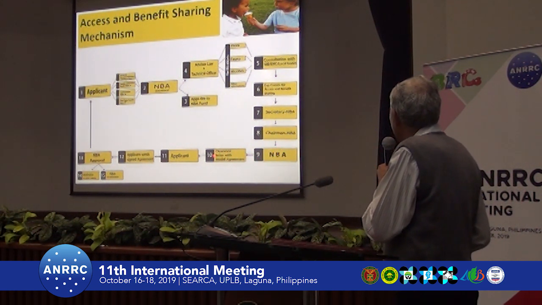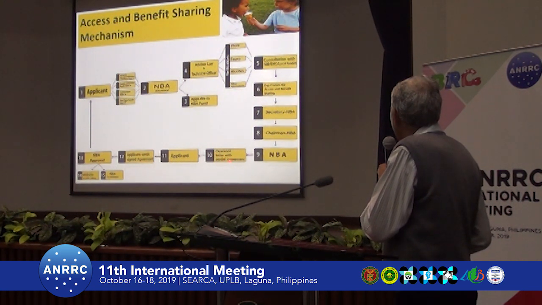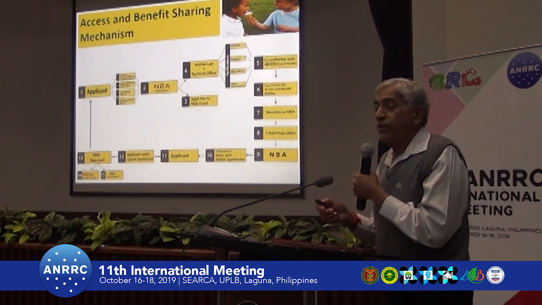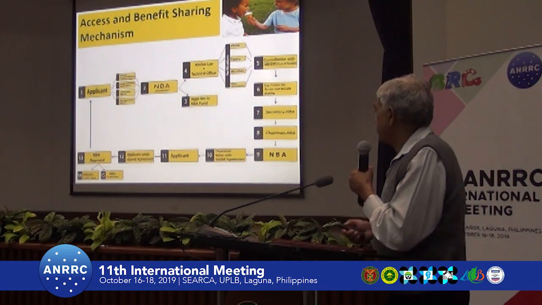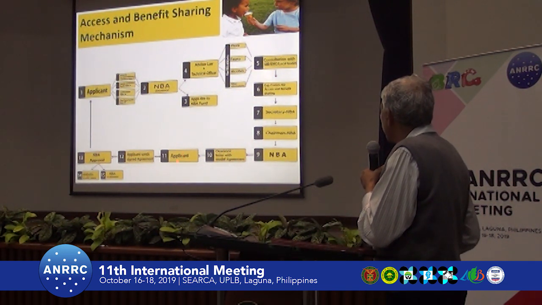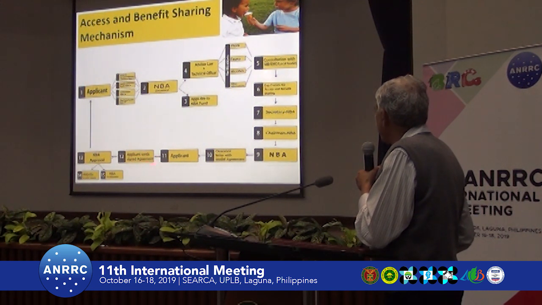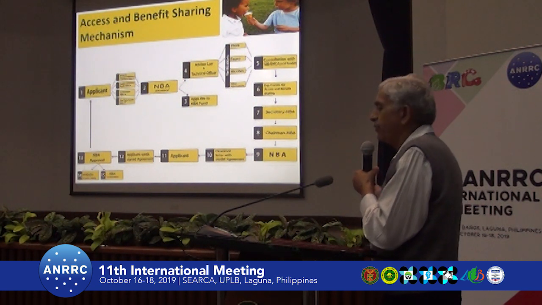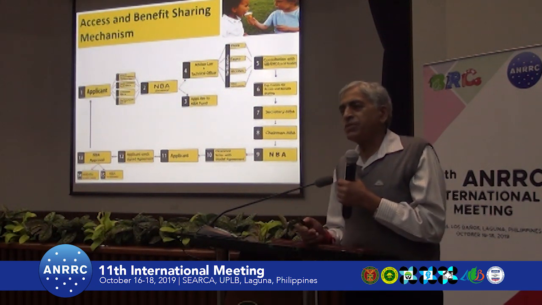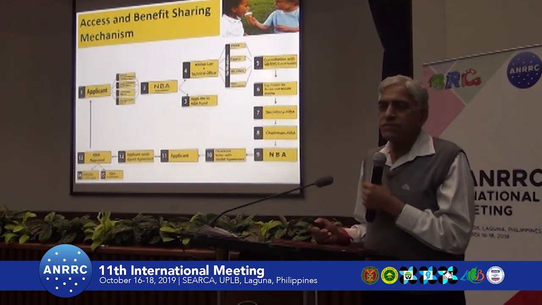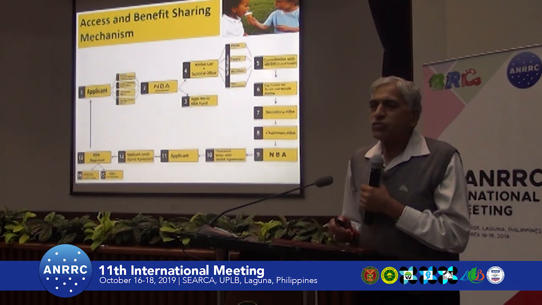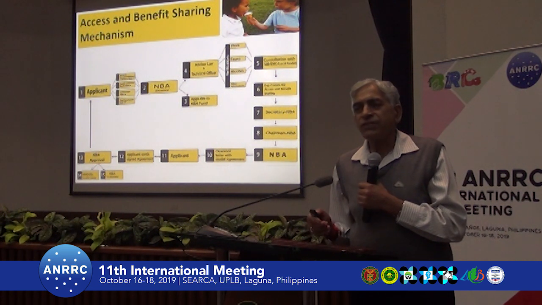And then the clearance letter goes with the model agreement on benefit sharing to the applicant. The applicant sends the signed agreement and it is approved. It goes to the website and information. So this is the mechanism that is followed, and it should not take more than 2 to 3 months for the application to be cleared.